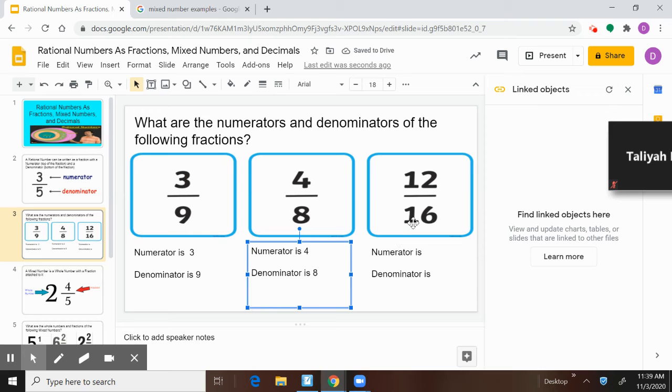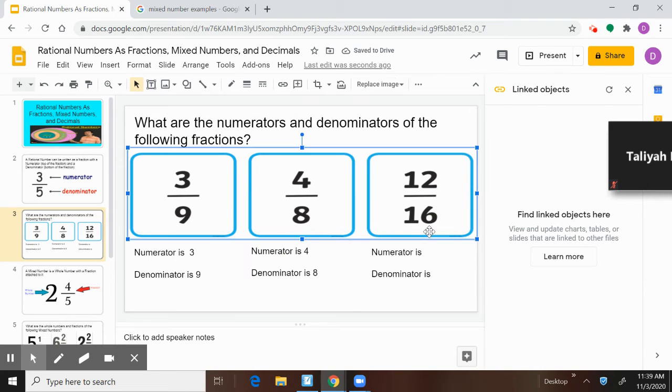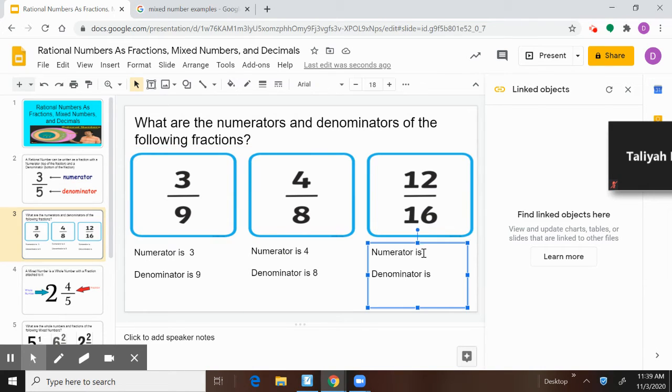The next one, we have 12 over 16. So here the numerator at the top is 12. The denominator at the bottom is 16. So 3/9: 3 is the numerator, 9 is the denominator. 4/8: 4 is the numerator, 8 is the denominator. 12/16: 12 is the numerator, 16 is the denominator. So that's looking at fractions, rational numbers, just as simple fractions.